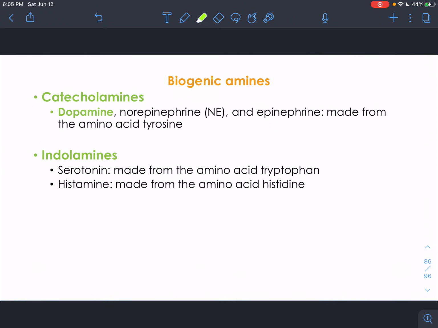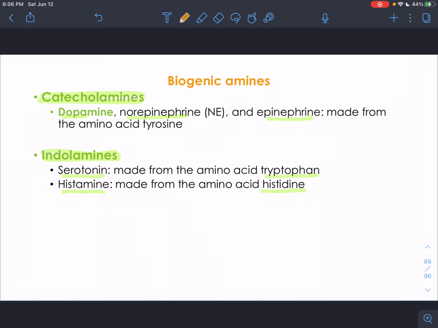Okay. Next class of neurotransmitters are biogenic amines. So we have catecholamines, such as dopamine, norepinephrine, and epinephrine, and they're made from the amino acid tyrosine. And the indoleamines, such as serotonin and histamine. So serotonin is made from tryptophan, histamine is made from histidine. Okay, for these, I really want you to just focus on the names and what type of neurotransmitter they are. So don't worry too much about how they're synthesized. It's a little advanced for this class.